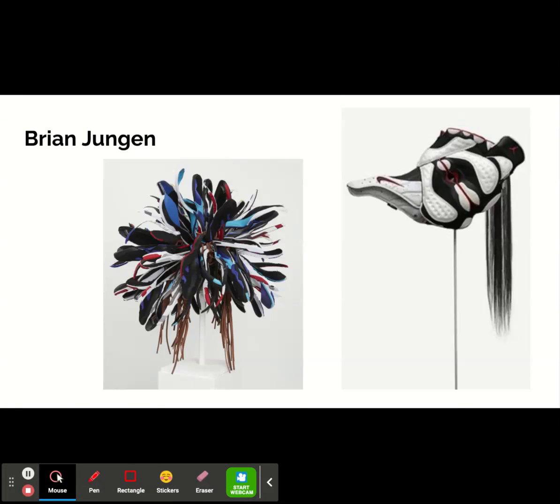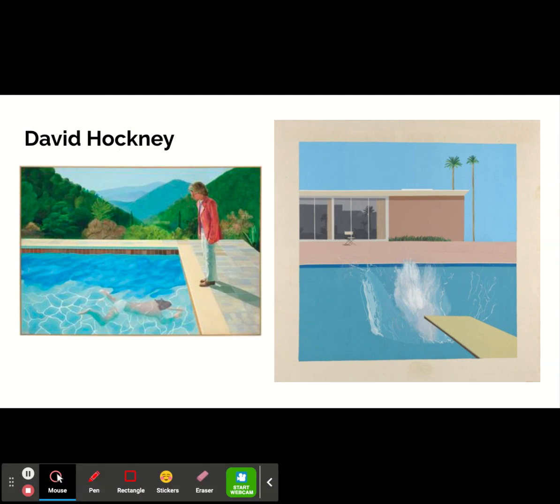Brian Jungen is another artist who uses his work to make a social commentary. He recycles and reuses Nike Air Jordans to create Pacific Northwest Coast inspired masks as a comment on the commodification of First Nations culture, in comparison to the commodification of basketball culture. Jungen uses his art to highlight our nation's history with the first inhabitants of Canada.